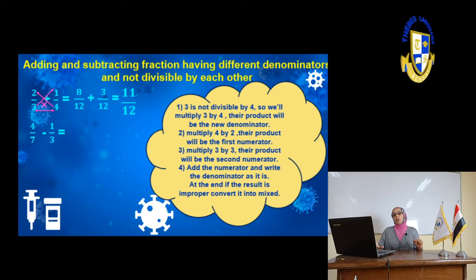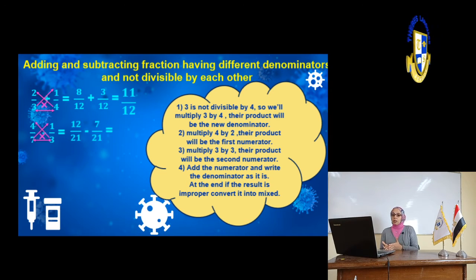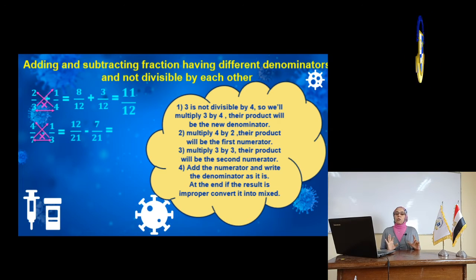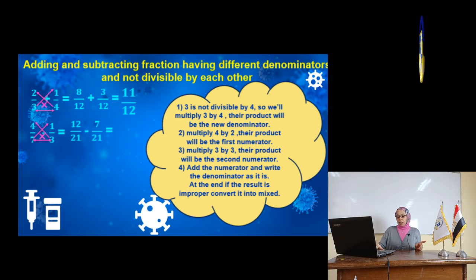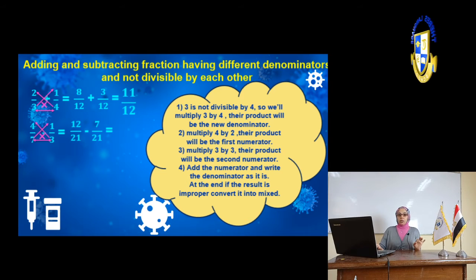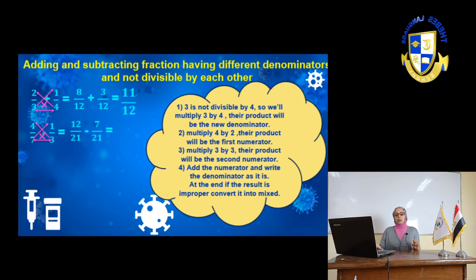Okay? Next, 4 over 7 minus 1 over 3. Is 7 divisible by 3? No, because 7 and 3 are prime numbers. Okay, what must I do? Just multiply 3 by 7. It will be 21. Make new fractions with denominator 21. Now, 3 times 4 is 12, and 1 times 7 is 7. Subtract. 12 minus 7 will be 5 over 21. Okay?